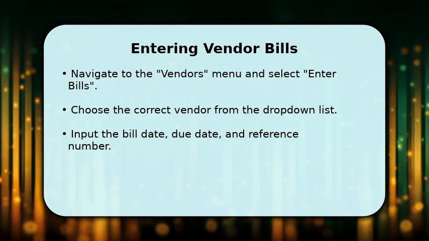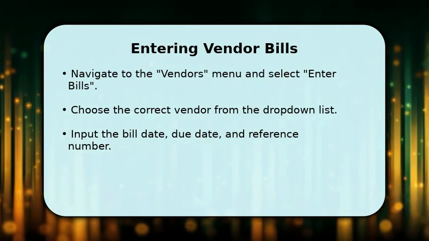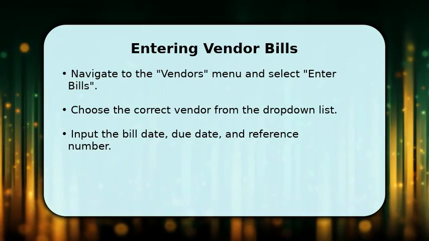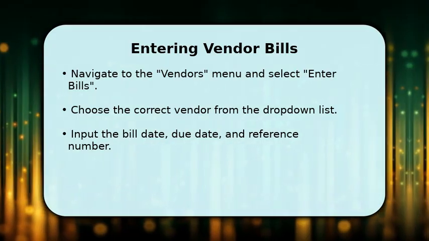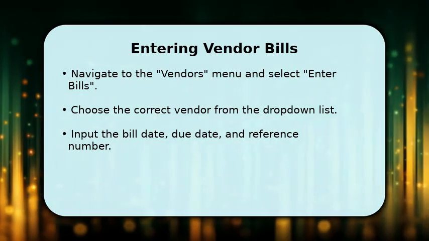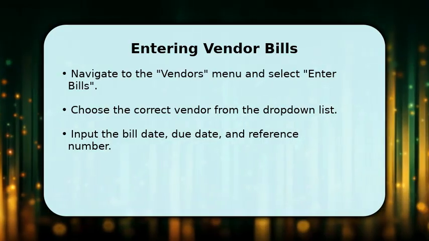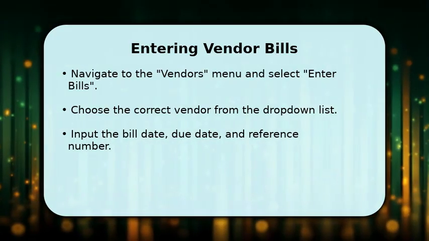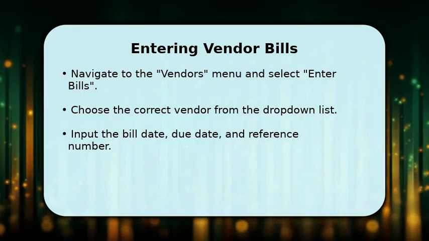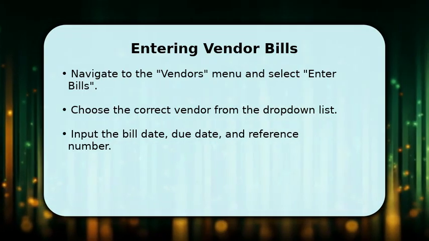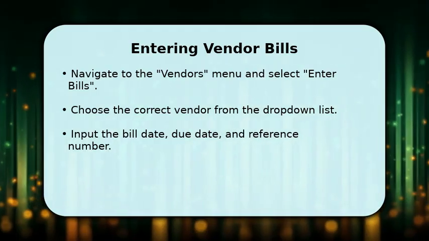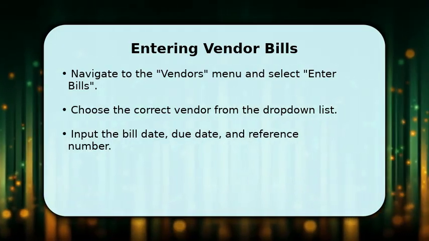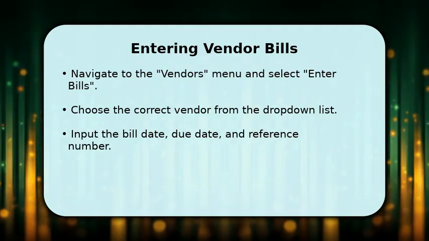To begin, open QuickBooks and go to the Vendors menu, then select Enter Bills. This opens the bill entry window. First, choose the correct vendor from your list. Next, carefully enter the bill date, the due date, and any reference number provided on the invoice. Finally, input the total amount of the bill and assign it to the appropriate expense account, ensuring everything is accurate.